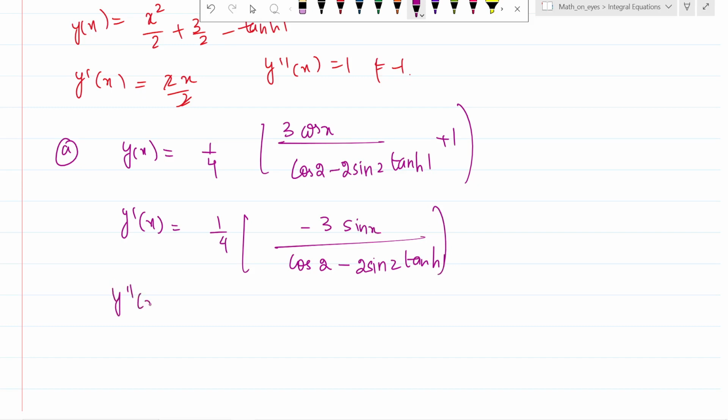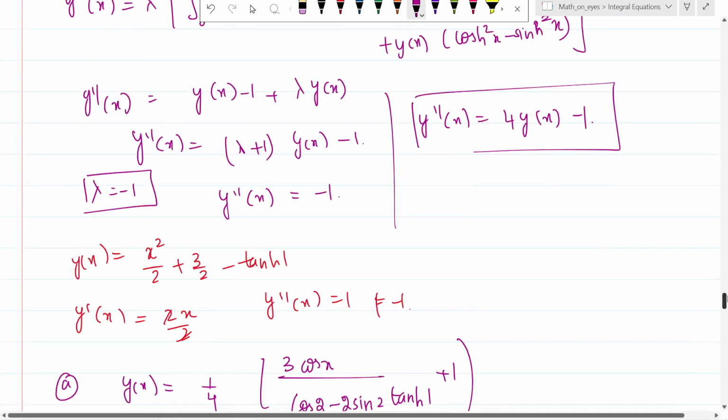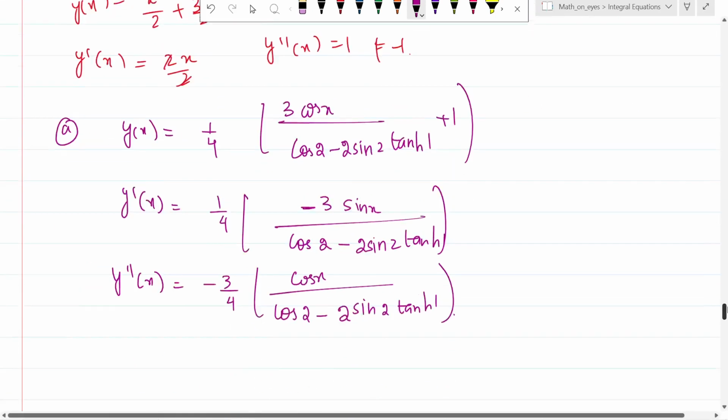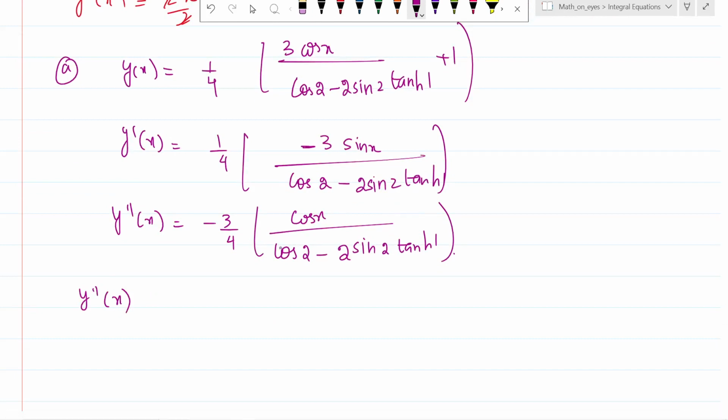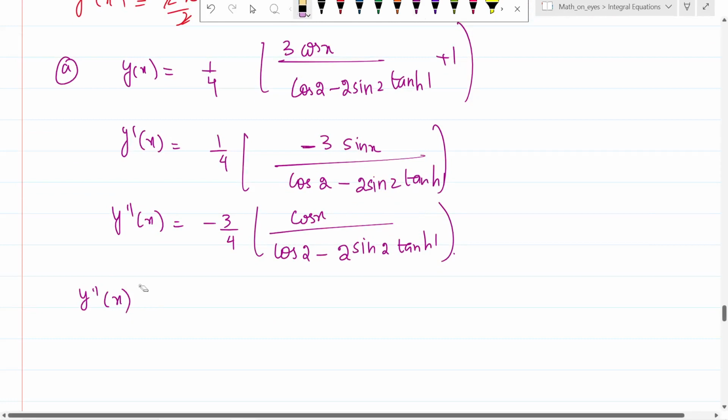And y double dash of x is equal to minus 3 by 4 outside. The sin x differentiation is cos x divided by cos 2 minus 2 sin 2 tan h1. Y double dash of x should be equal to 4 times y of x minus 1. So y double dash of x should be equal to 4 times y of x.